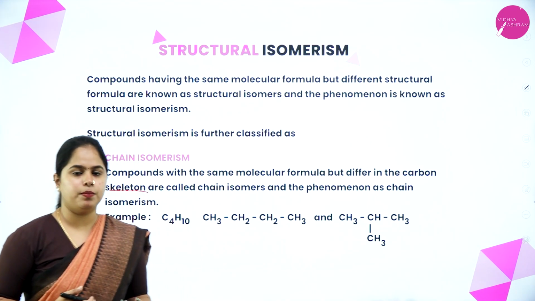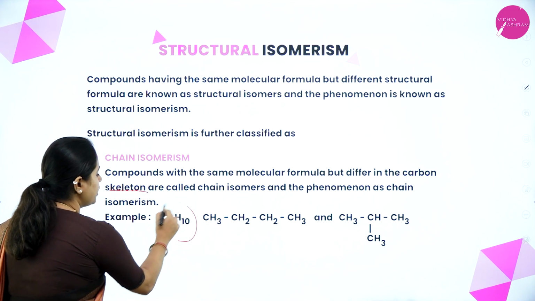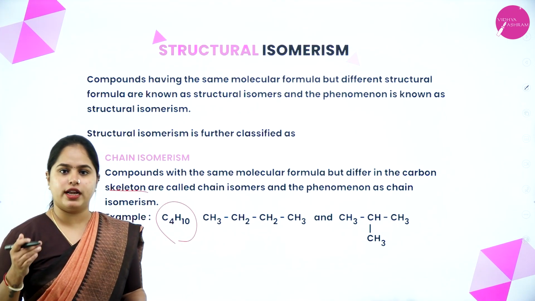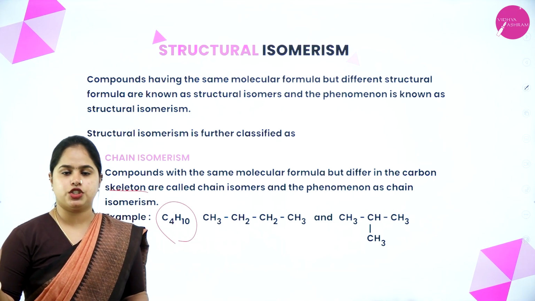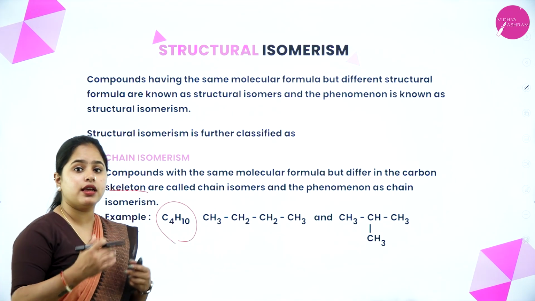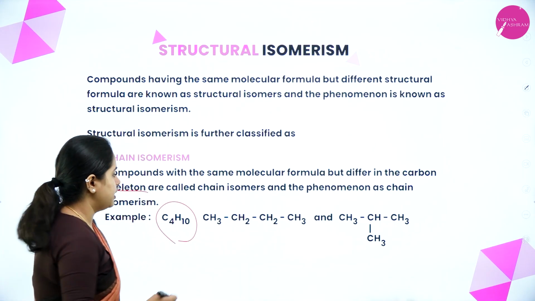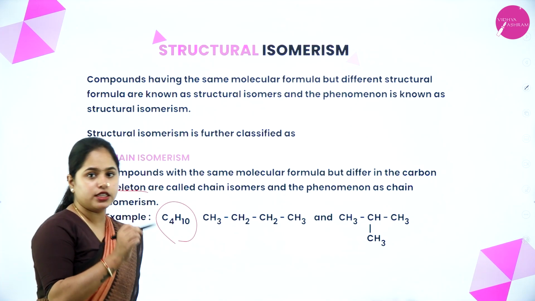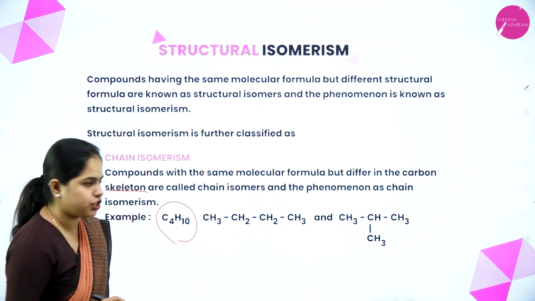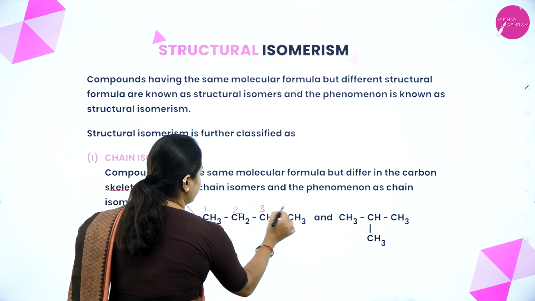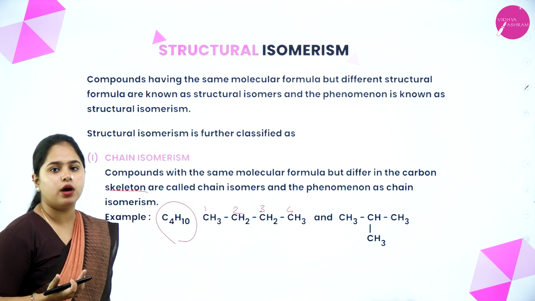So let's take an example and understand. Yes, the molecular formula is C4H10. For C4H10, there are various possible isomers. One possible way is this one, that is, all the carbon atoms are arranged in a single straight chain. 1, 2, 3, 4: 4 carbon atoms, and there are no double or triple bonds.